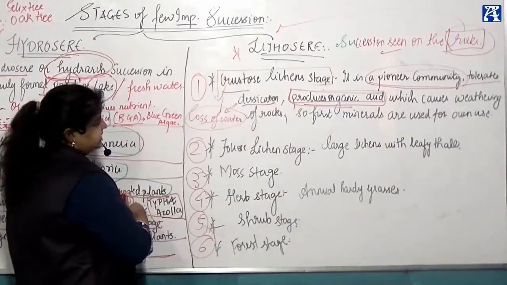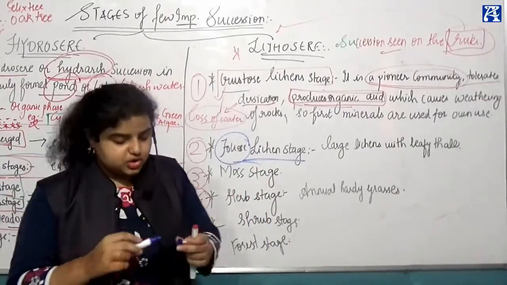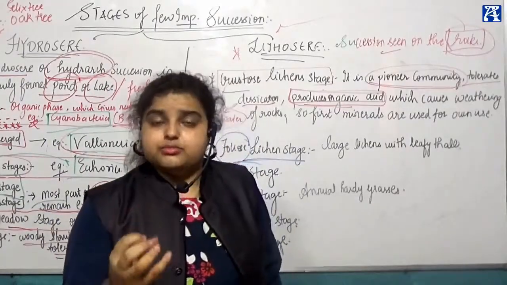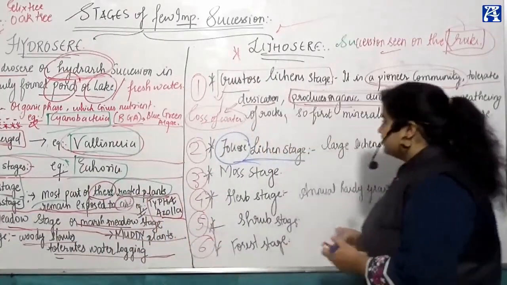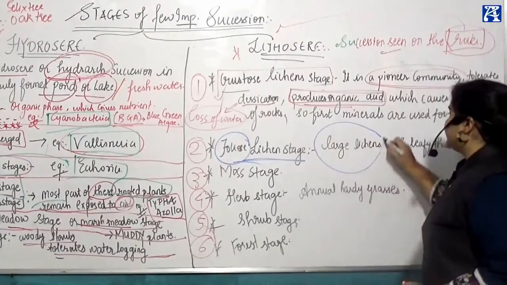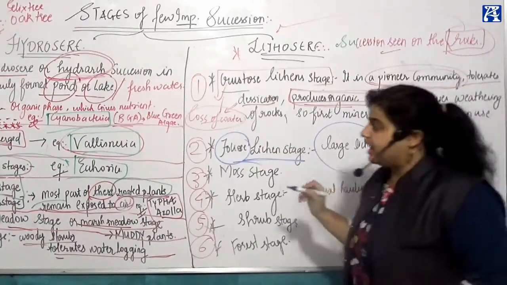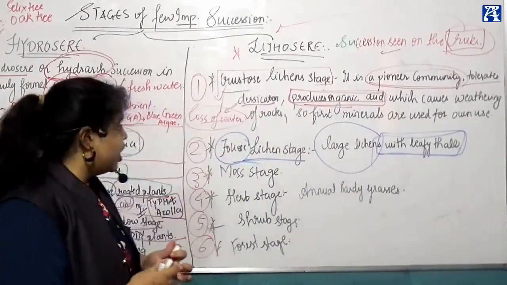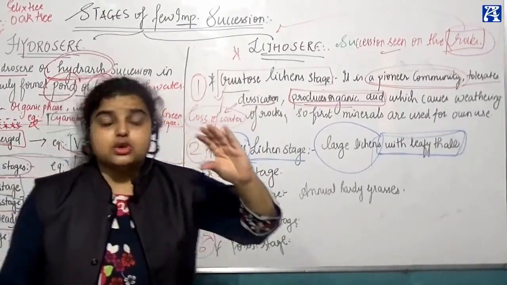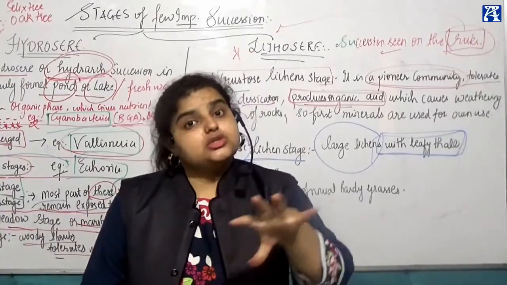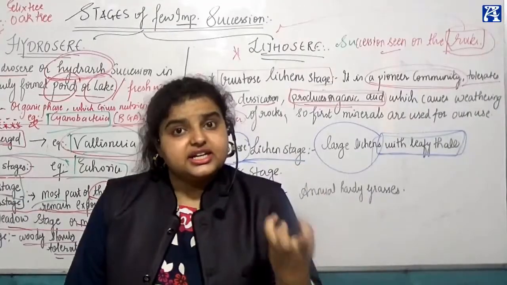Then comes the second stage, that is the foliage lichen stage. These are the large lichens. First they are small in size, but when they get nutrients, they grow in size, and they form large lichens with leafy thalli. They form what? Large lichens with leafy thalli. It is called the foliage lichen stage. When they are small, that is called the crustose lichen stage, which is present on the rocks. When they grow up, they increase in size with leafy thalli.